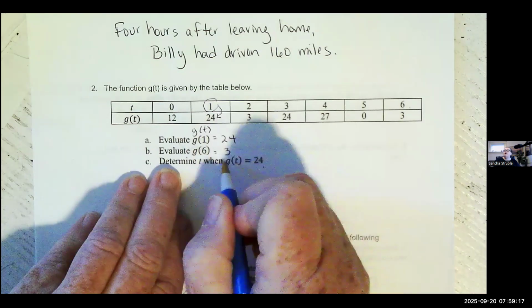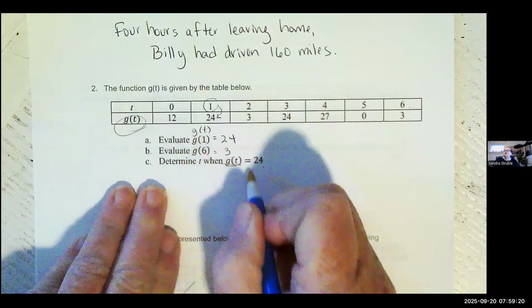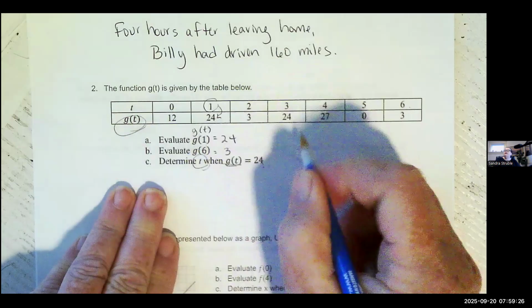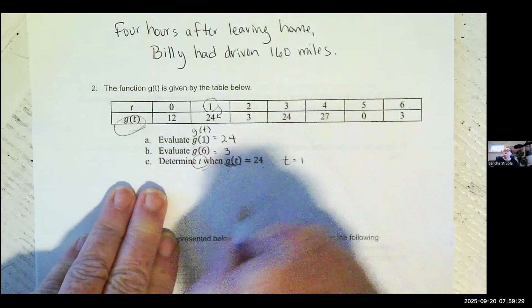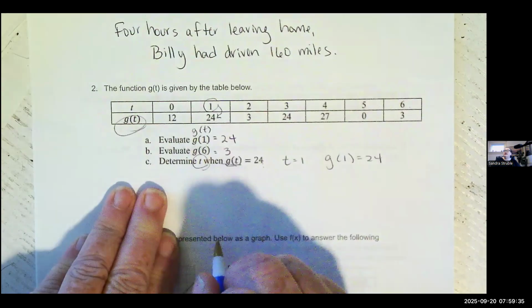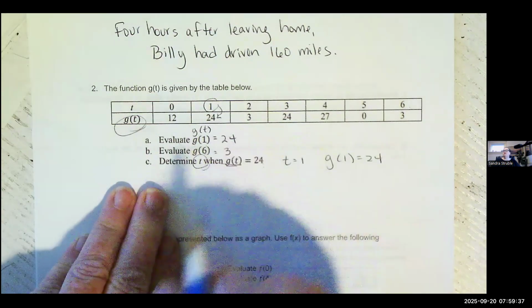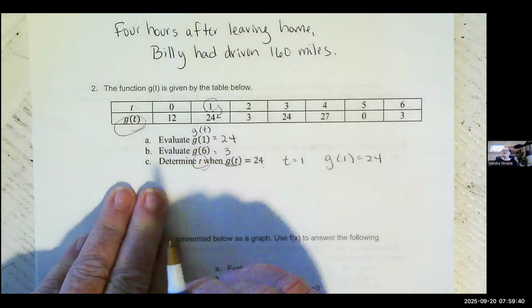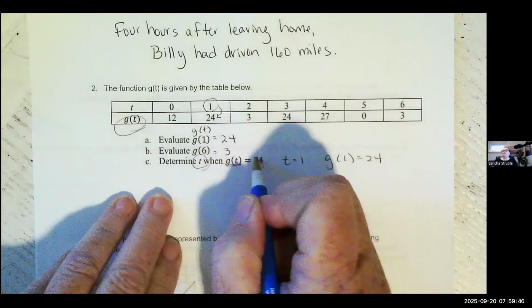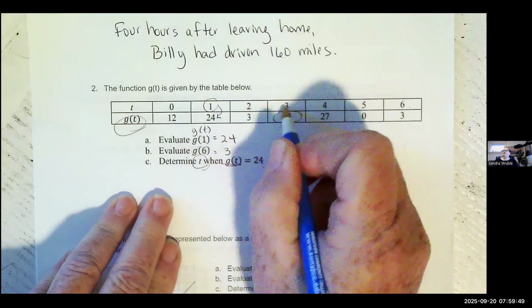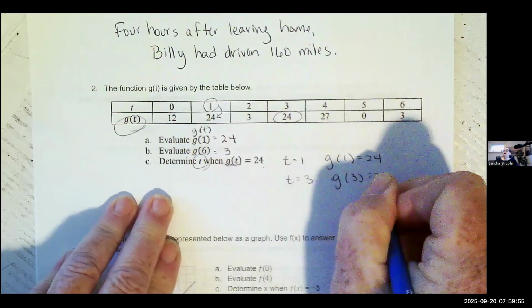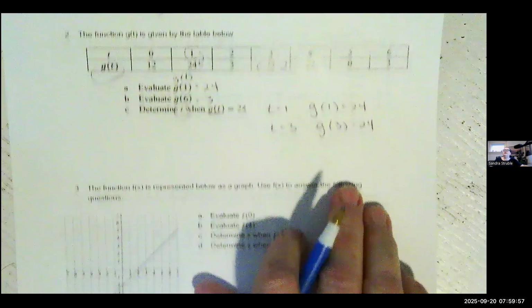Next, determine t when g of t is 24. This means when the function is 24, what is t? Well, here the function is 24, t is 1. So you could write t is equal to 1, or you could write g of 1 is equal to 24. They are both correct. I would take either one. Just don't write 1. That's wrong, because you're letting me know that t is 1. The next one is 24 for the function is here. So you could write t is equal to 3, or you could write g of 3 is equal to 24. Either one, both acceptable.